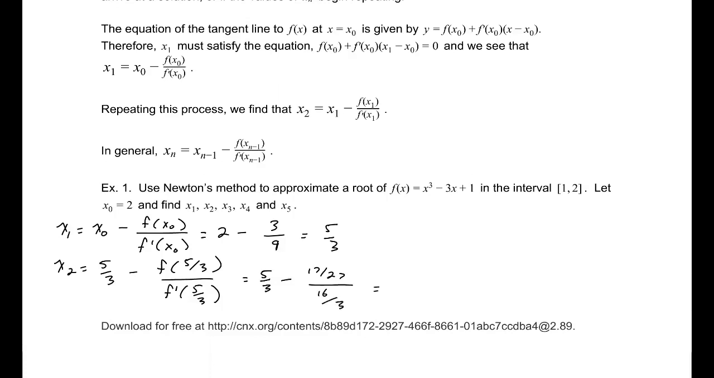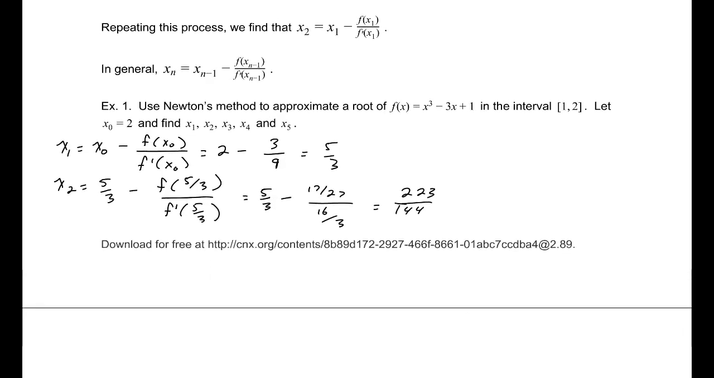So that's 5/3 minus 17/27 divided by 16/3, which is 223/144. Alright, a couple more iterations on this.